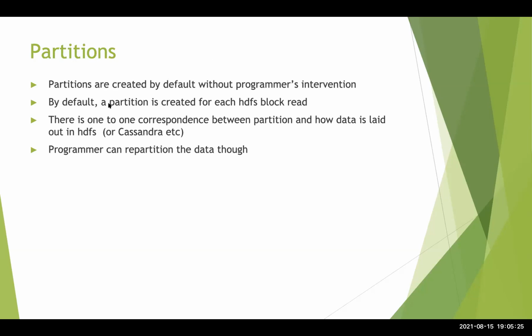This is what I just said. By default for HDFS, a partition is created for each HDFS block read. There is a one-to-one correspondence between partitions and how data is laid out on HDFS. This is what this point meant actually. Although you might not have control, if you don't give anything, Spark will create partitions. But you can repartition the data. There are functions which Spark provides which allow you to repartition data, and it gives you quite a lot of flexibility there. You can repartition without specifying the column name, and just give the number of partitions. Or you can specify the column name, over which partitioning can happen.